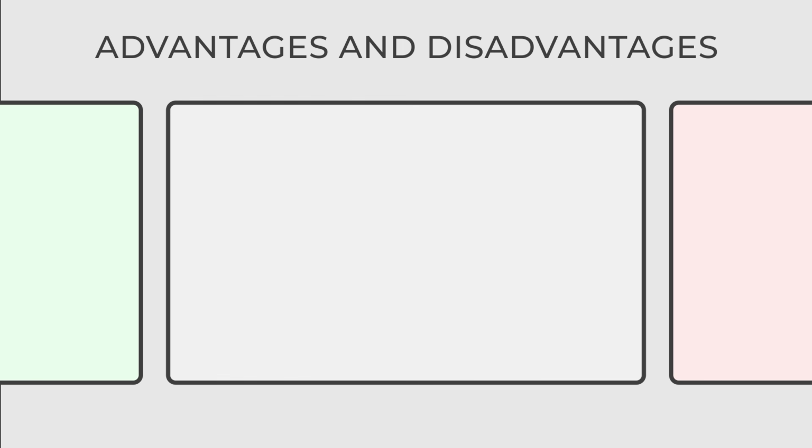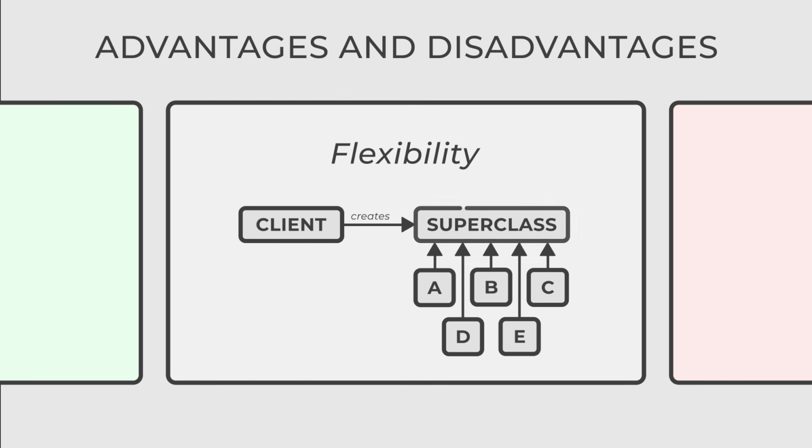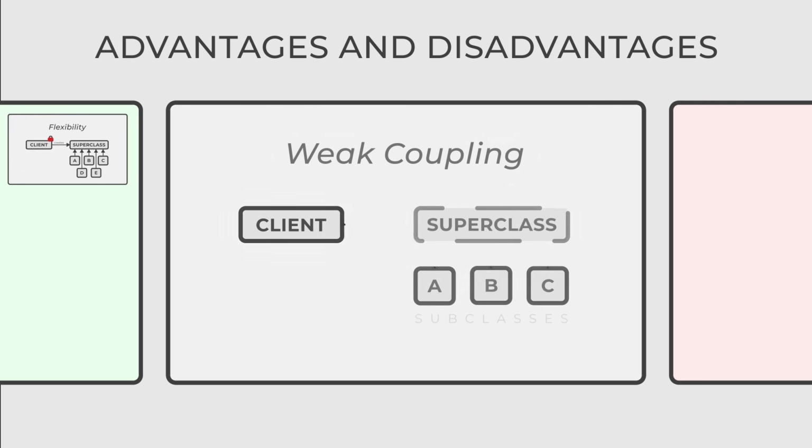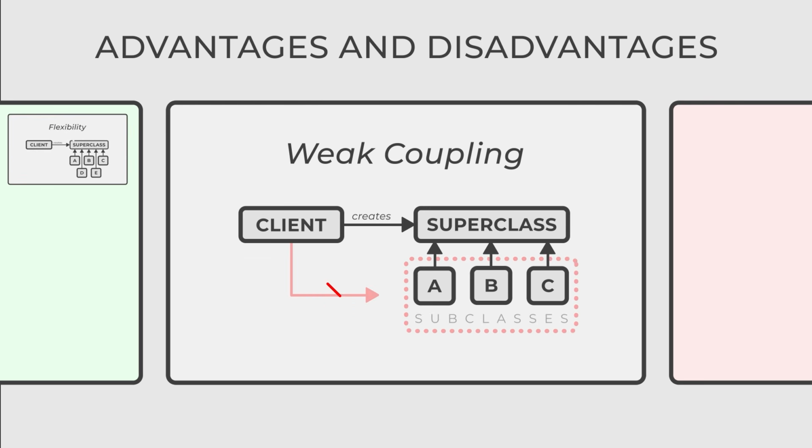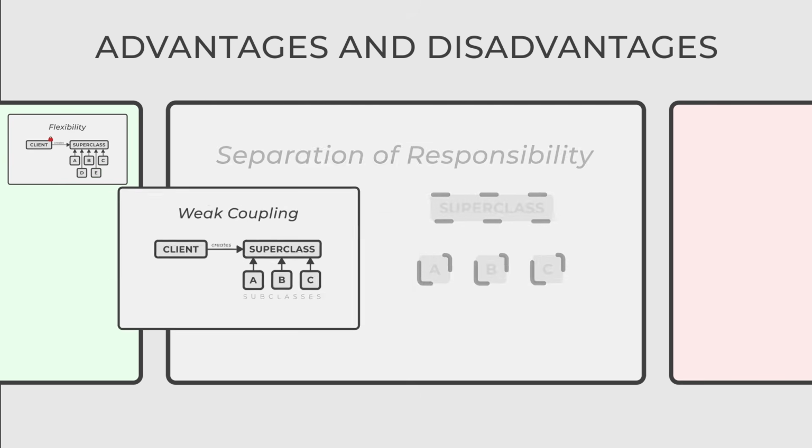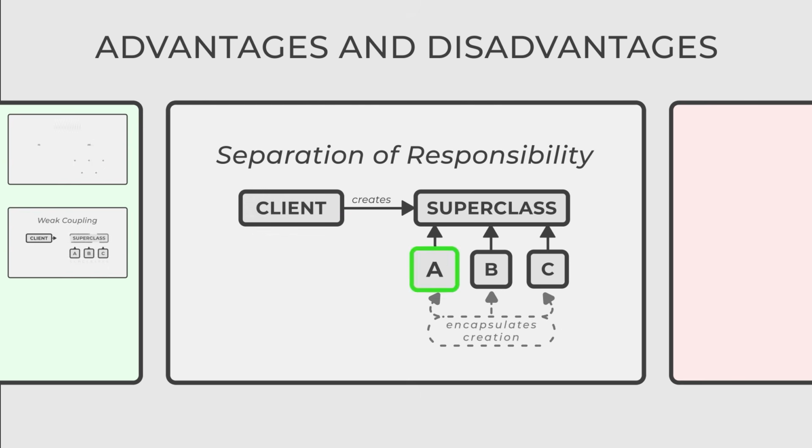Speaking of benefits, the main one is, of course, the flexibility to introduce new types of products without changing existing client code. What's also good is that this design pattern reduces the coupling between client code and concrete implementations, providing loose coupling, because clients depend on the factory interface rather than concrete classes. Last but not least, the factory method separates object creation from the rest of the code, making it easier to manage changes to the object creation logic.